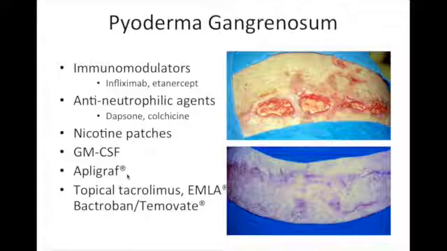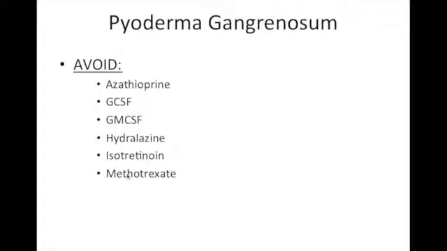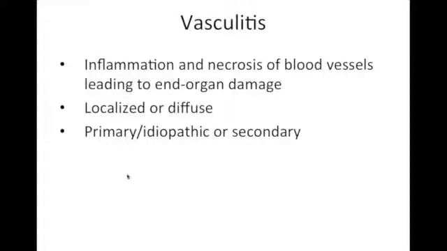I wouldn't use a VAC on an active lesion or a lesion that hasn't been controlled with immunosuppressant therapy to speed the healing. But once you do have that disease under control, the erythema is down, the inflammation's down, you can approach these wounds like any other chronic wound or subacute wound in order to treat that faster. But you do need to make sure that the inflammation and the activity of the disease is completely nullified. You do want to avoid azathioprine, GCSF, GM-CSF, hydralazine, isotretinoin, and methotrexate. Some of these have been shown to worsen the disease.